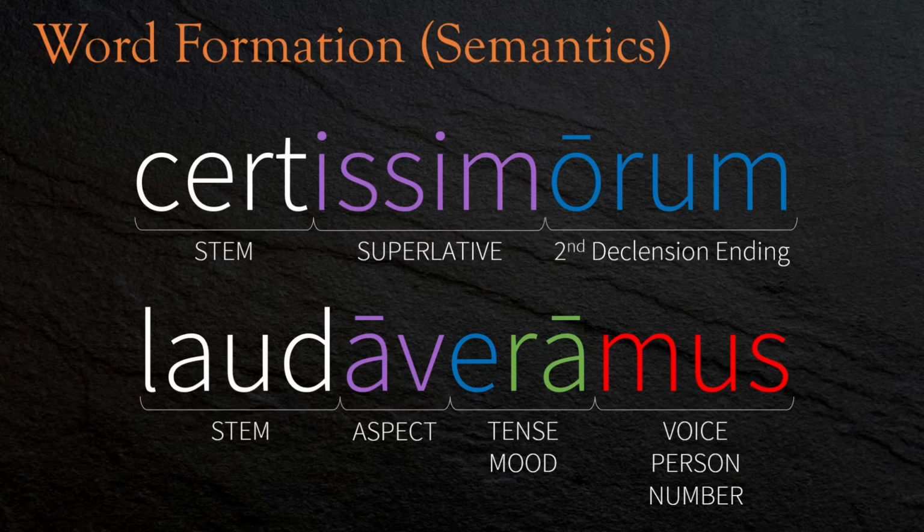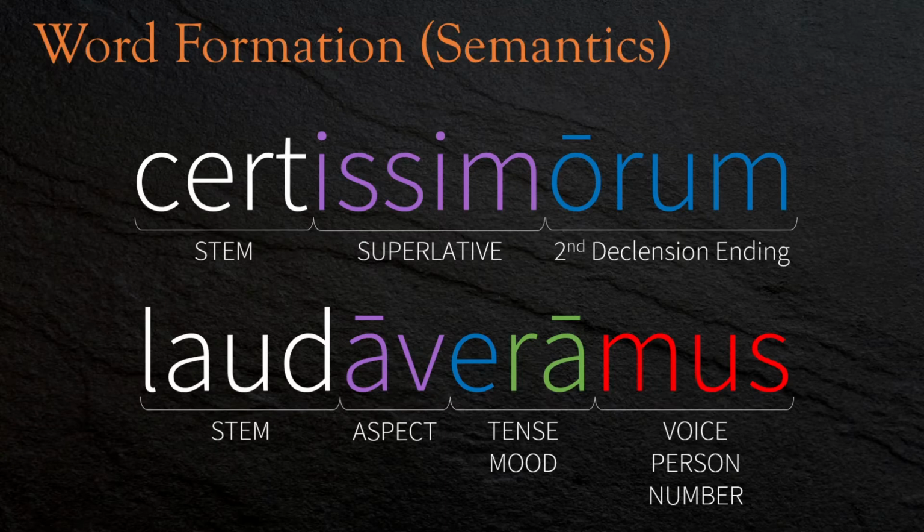And orum is telling you that this is a genitive of most certain. And so the orum is telling you the role that it's playing in the sentence, which we're going to call case, and we're going to learn about that in a future video. But each part of these endings is telling you something that's added to the concept behind the stem cert.